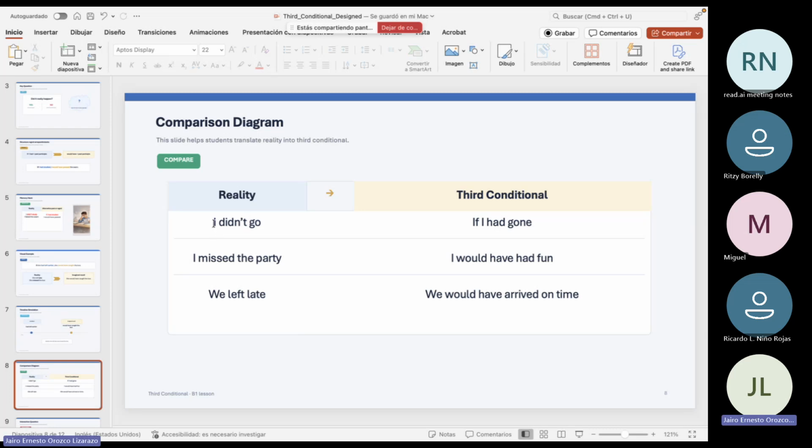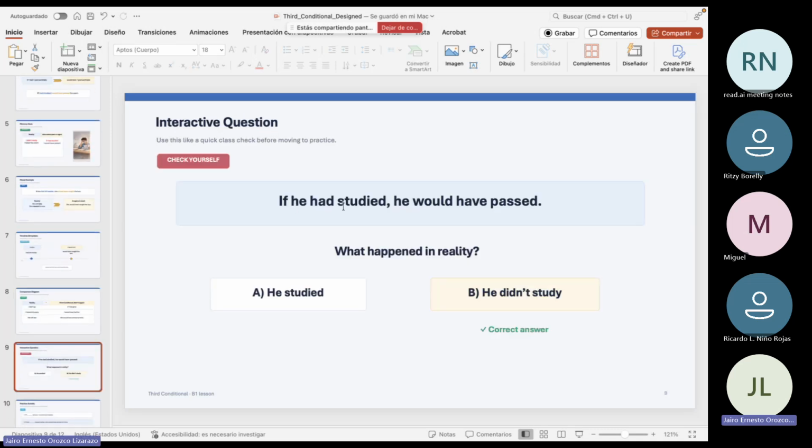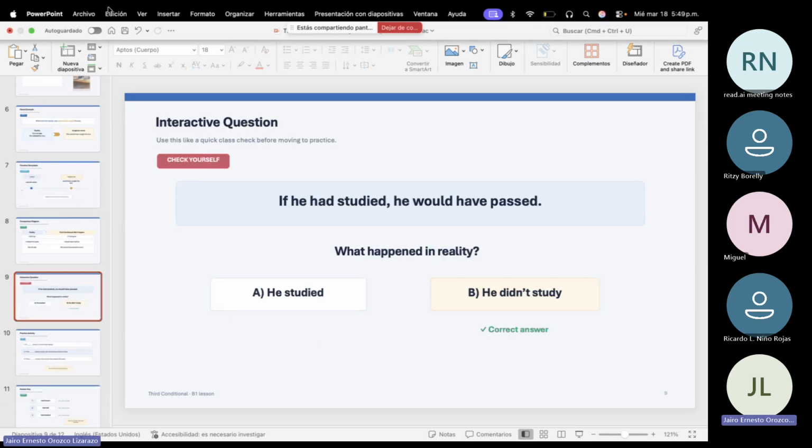Okay, yeah. So something that didn't happen in reality, I didn't go. If I had gone, that would be the third conditional, right? Something that didn't happen, but you wish it happened. It didn't happen. Right? I missed the party. I would have had fun. We left late. We would have arrived on time. If he had studied, he would have passed. Okay, well, I'm sorry, I didn't do that.